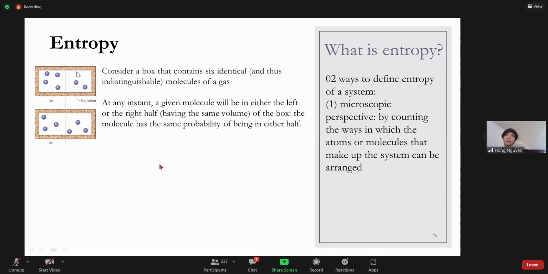Here or here. At any instant, we consider the number of molecules in the right half and in the left half of the box. The molecules have the same probability of being in either half. Do you agree with me? Because we cannot distinguish the right half from the left half, there is no difference. We also cannot distinguish the molecules because they are all identical. So each of the 6 molecules has the same probability of being in either half. You agree with me until here, right? I continue.